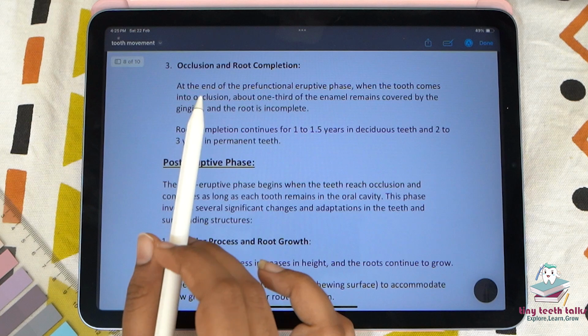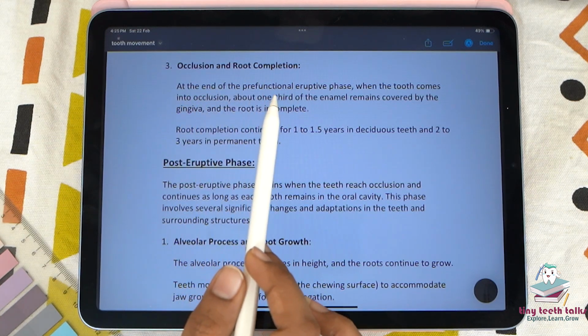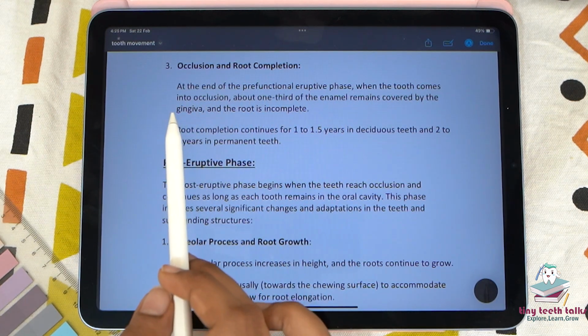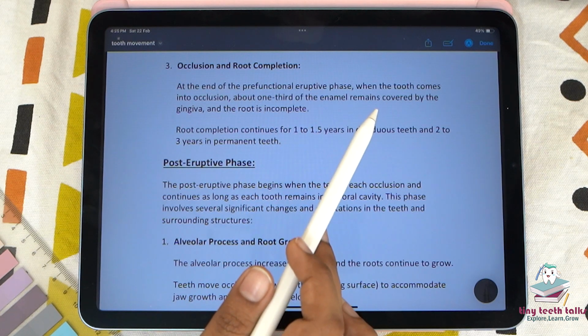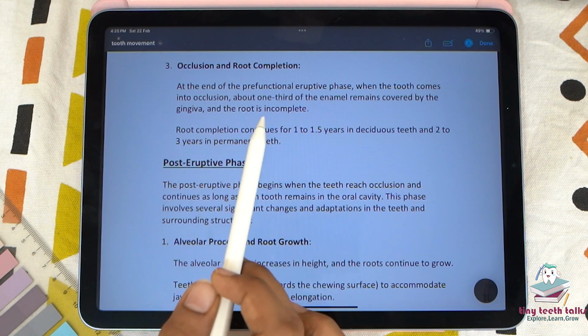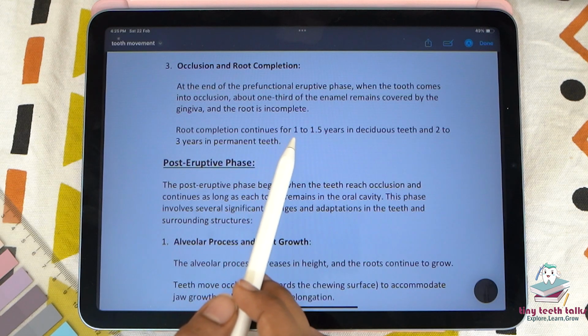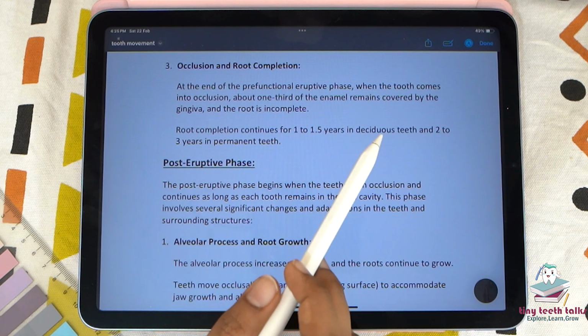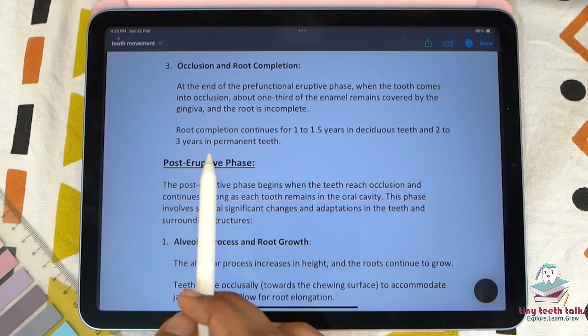Then occlusal and root completion. At the end of the pre-functional eruptive phase, when the tooth comes into occlusion, about one third of the enamel remains covered by the gingiva and the root is incomplete. Root completion continues for 1 to 1.5 years in the deciduous teeth and 2 to 3 years in permanent teeth.